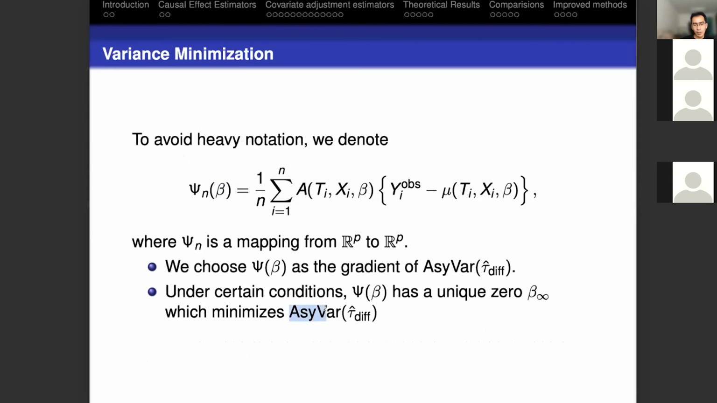It gives you the minimum value of the asymptotic variance, and this phi beta can be chosen as a gradient of this asymptotic variance. I think this result is beautiful because the result does not depend on the model specification. Even if the model is misspecified, you still have a consistent estimator of the average treatment effect, and you still have the normality. And by using a very good choice of A, we could minimize the asymptotic variance.